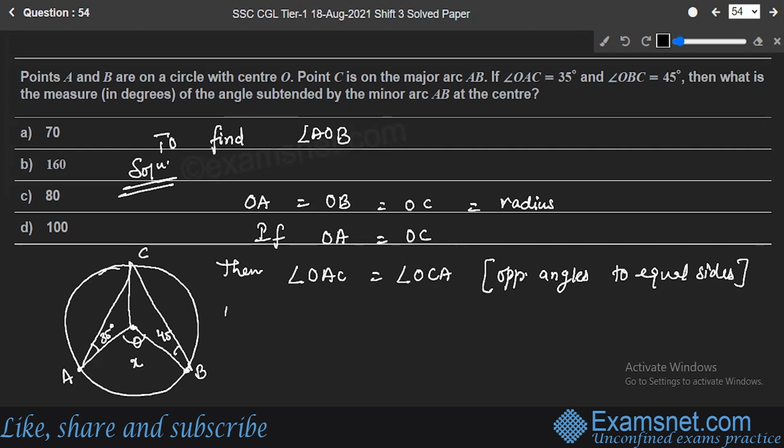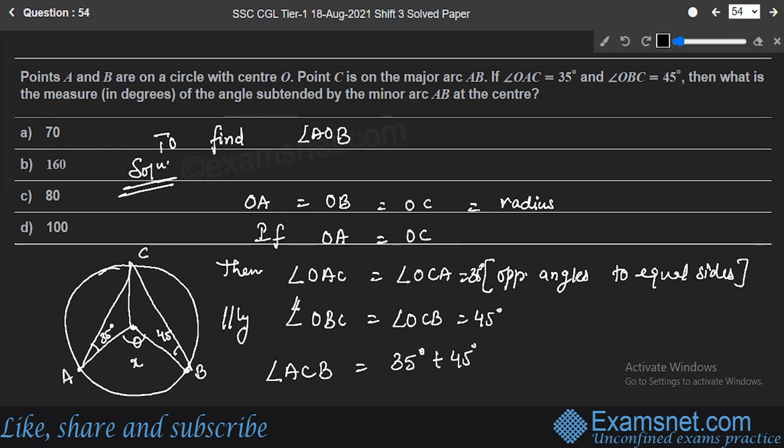Similarly, you can say angle OCA is equal to 35, right? Similarly, angle OBC is equal to angle OCB is equal to 45 degree. Correct. Okay. I hope you are clear till here. So now what is angle ACB? This is equal to 35 plus 45. That is, it is 80 degree.